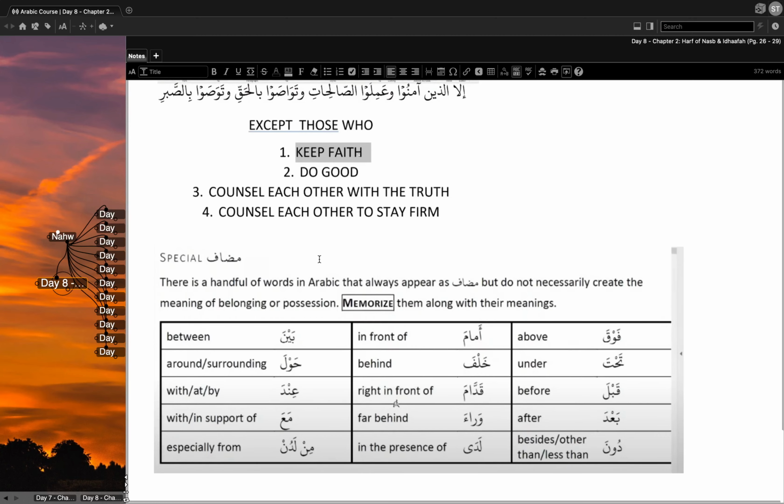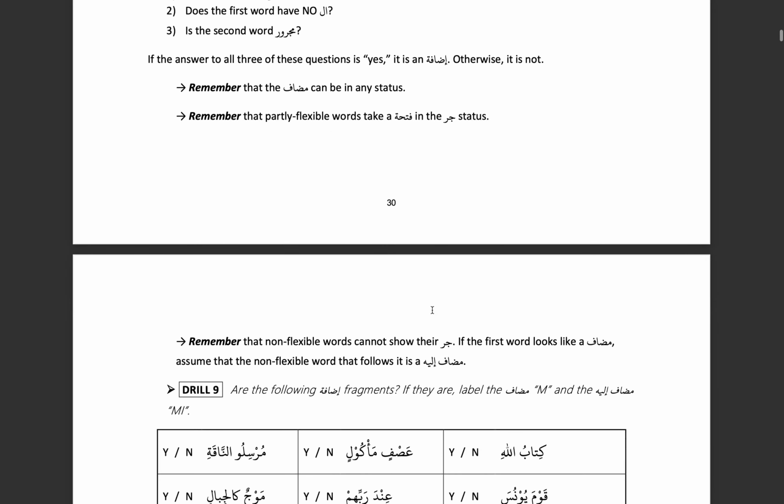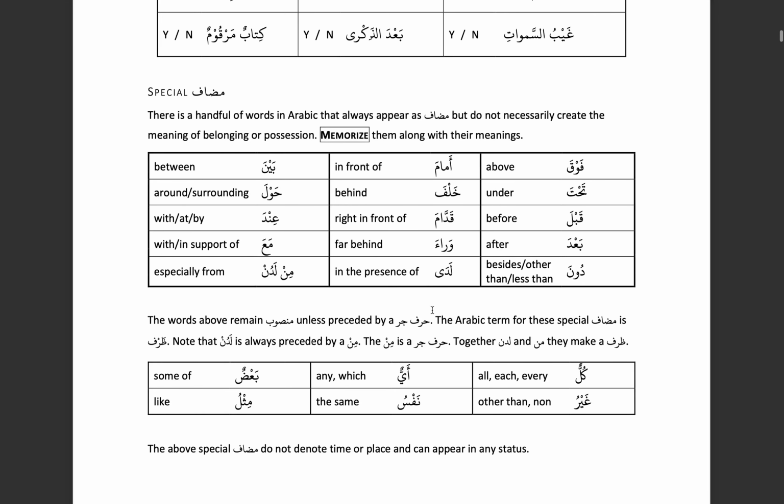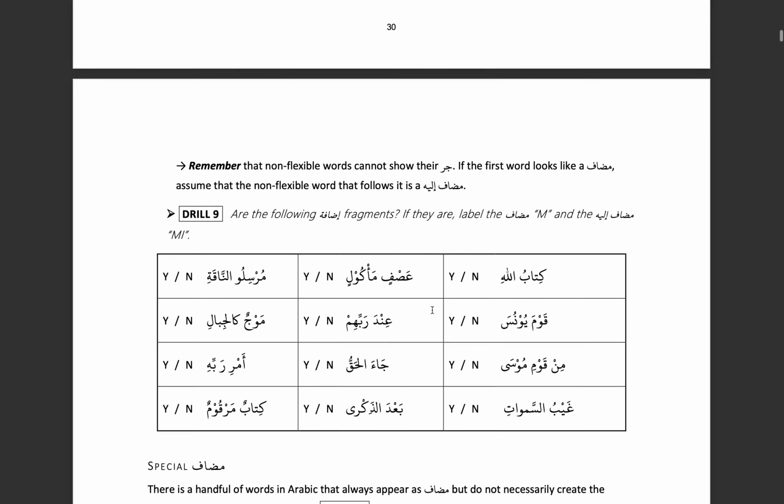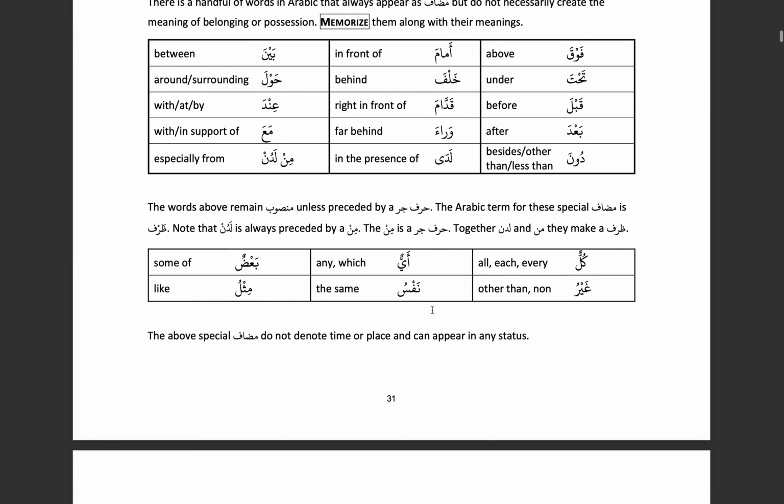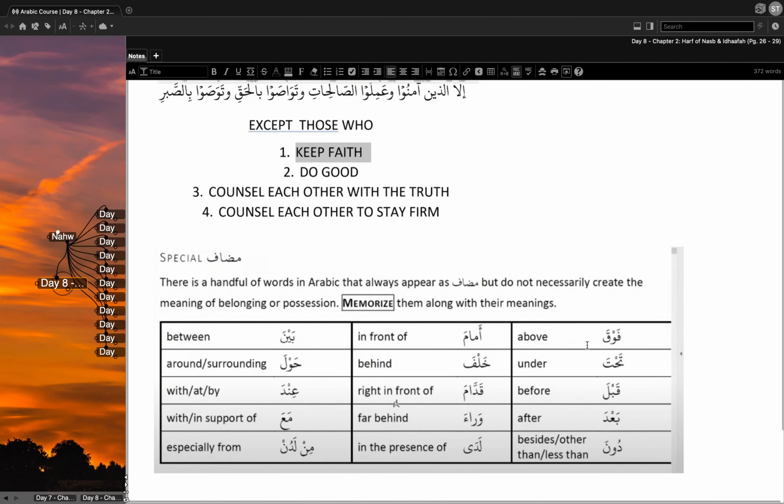They were supposed to actually learn about special mudaf, which is actually on page 23 or so, if I remember correctly. Yeah, so it's on page 31, right? Yes, page 31. So qawm, fawq, tahta, qabla, ba'da, duna, so beside, lada in the presence of, wara, behind, qaddama in front of, khalf behind, amama in front, bayna between, hawla around, inda with or at or by something, ma'a with support or with somebody, then min ladun especially from.